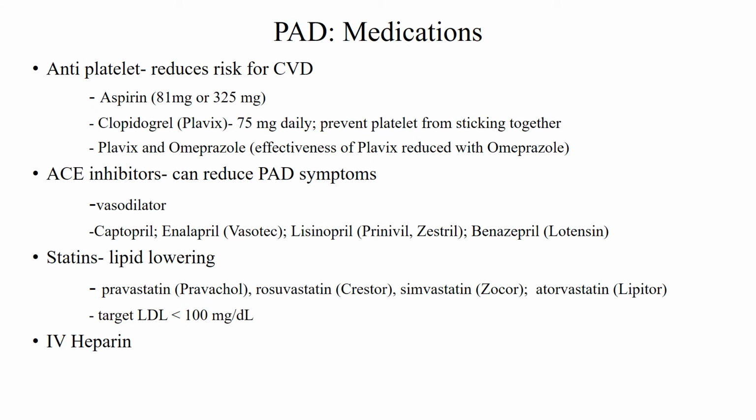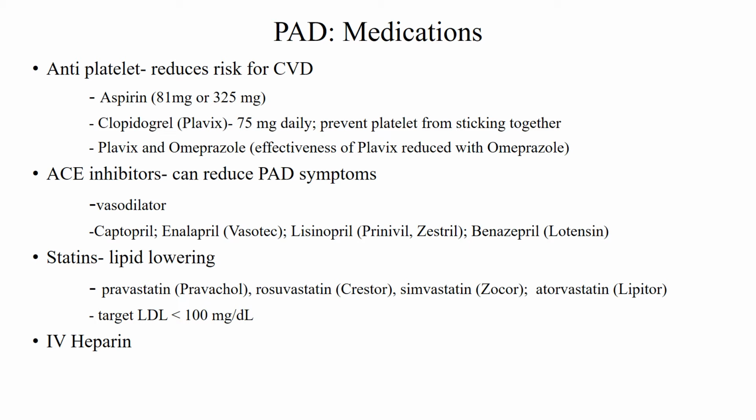Medications for peripheral artery disease include antiplatelet medications, which reduce the risk for cardiovascular disease. An example of antiplatelets is aspirin. Patients are given either the 325 milligrams or 81 milligrams aspirin. And of course, Plavix is also an antiplatelet. Typically, the patient can be given 75 milligrams daily. The role of antiplatelets is to prevent platelets from sticking together and forming clots.